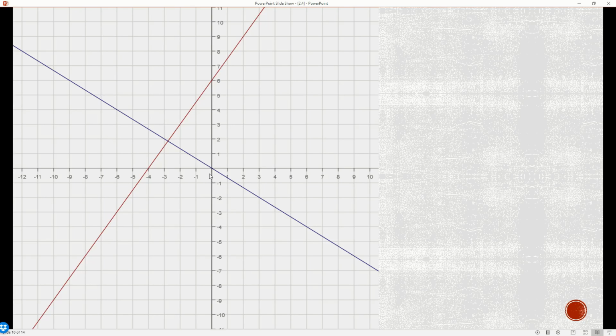So what I want to do here is I have line red and line blue again. So I'm going to go ahead and set this problem up. Oh, that's the eraser.